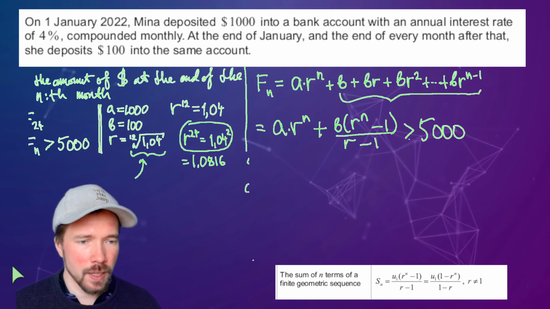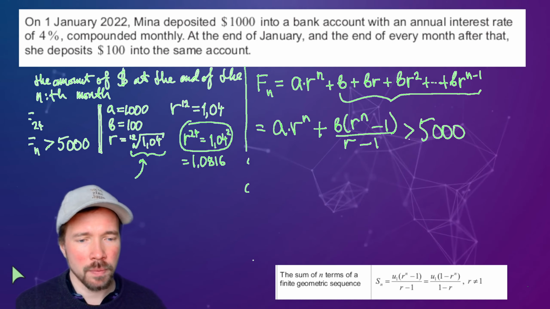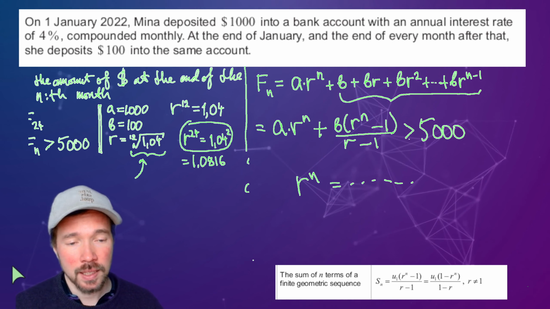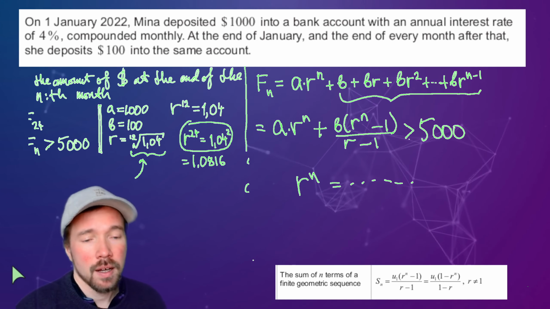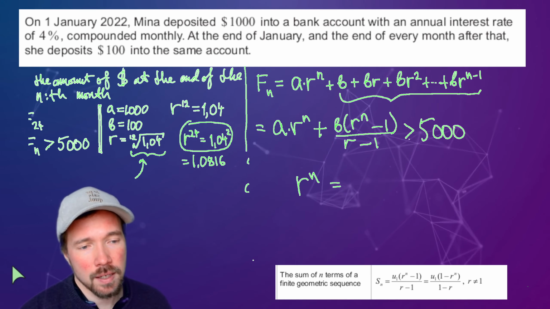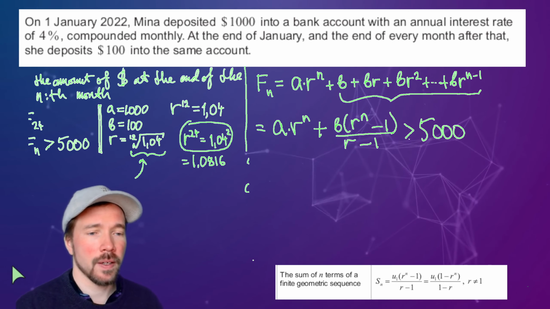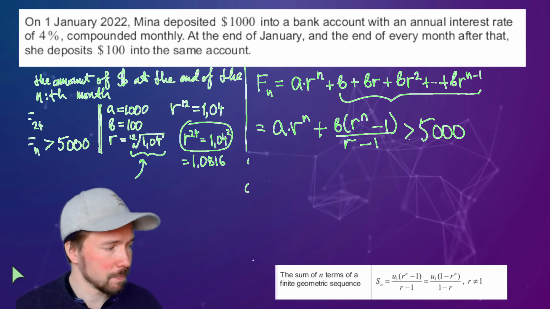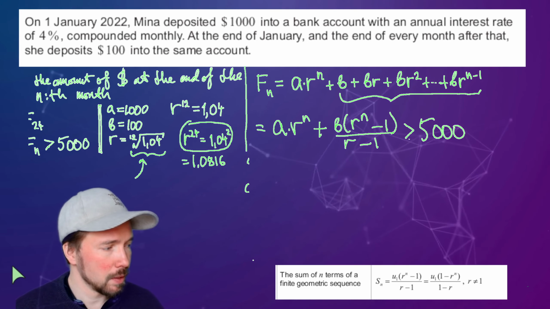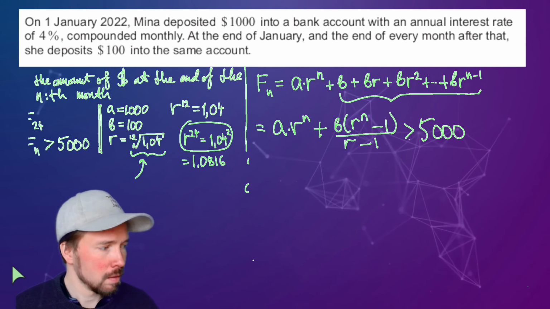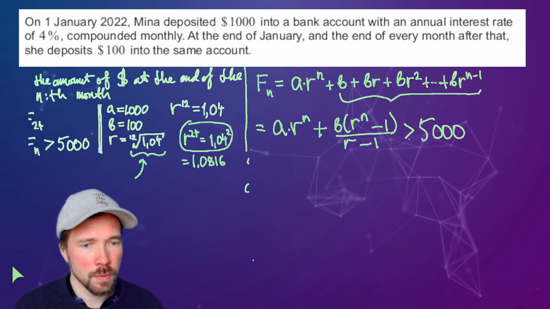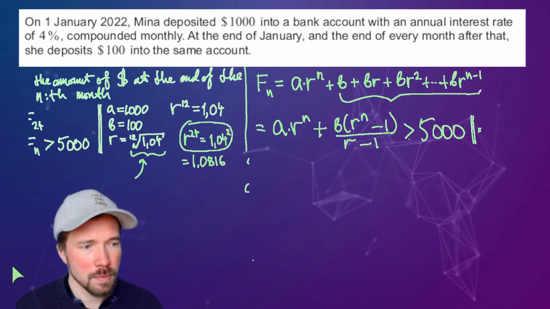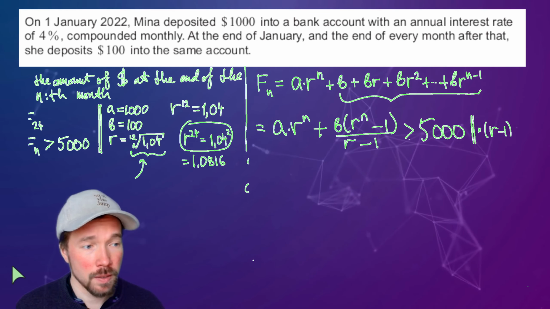How do we solve for n when it's in the power? Usually the idea would be to bring this into a form where we have r to the power n equals something, and then take the logarithm, and that's how we get n out of this. But let's see how we can simplify these expressions over here. Okay, so I suppose I would just start moving things around like this. Let's multiply by r minus 1.